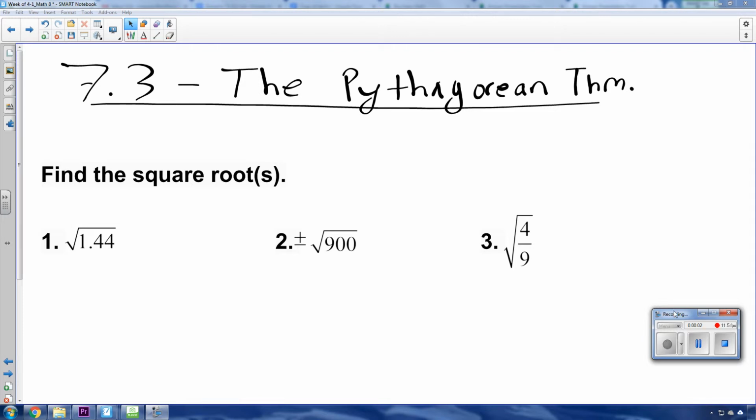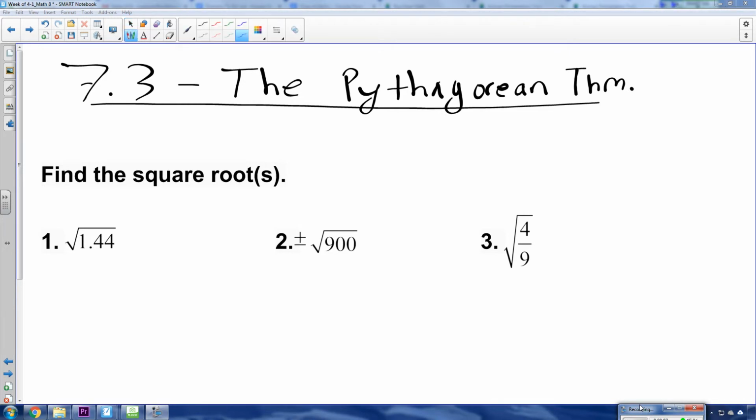All right, so welcome to a section of notes on the Pythagorean Theorem. This, for Math 8, is 7.3. So it's 7.3, the Pythagorean Theorem, and it's all based off being able to find square roots. Not necessarily complicated square roots, but square roots in general.